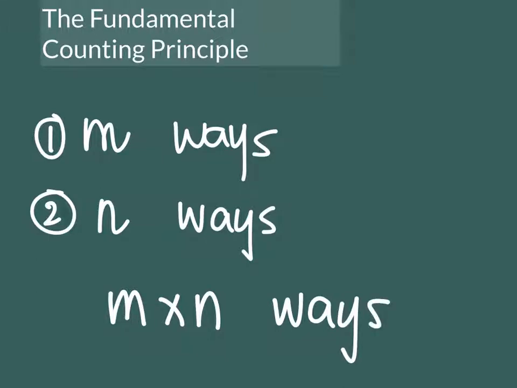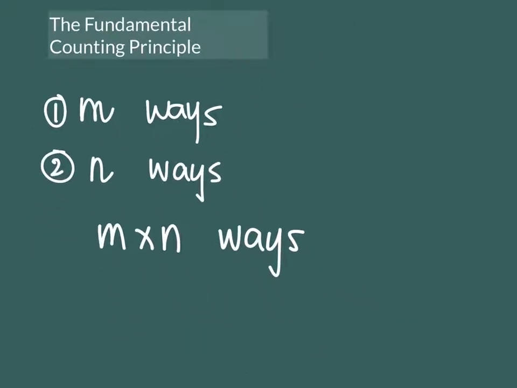So the fundamental counting principle allows us to get the total possible outcomes by multiplying the number of ways for the first event to happen and the number of ways of the second event to happen. And that's m times n basically. So how do we illustrate this principle?